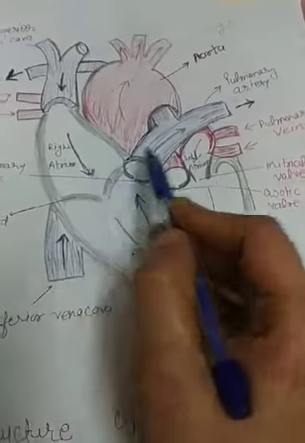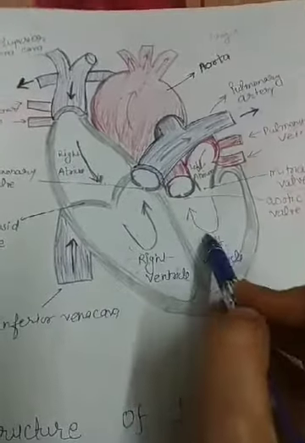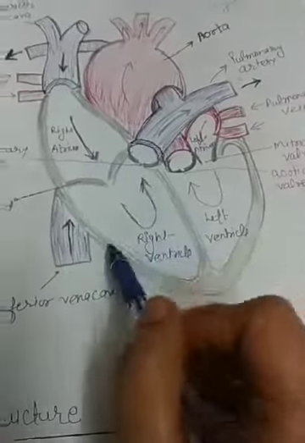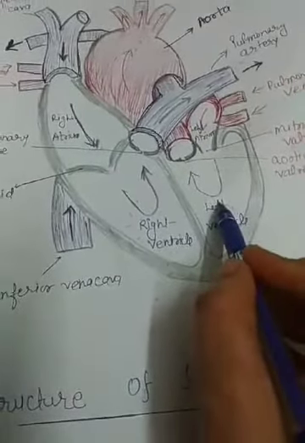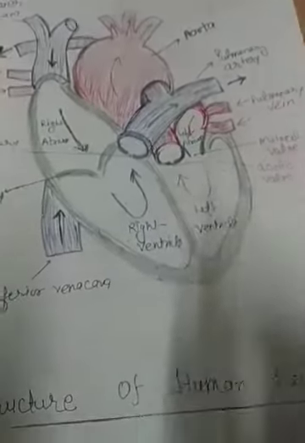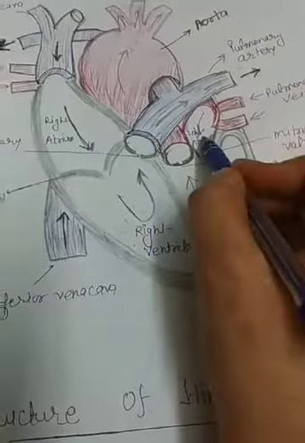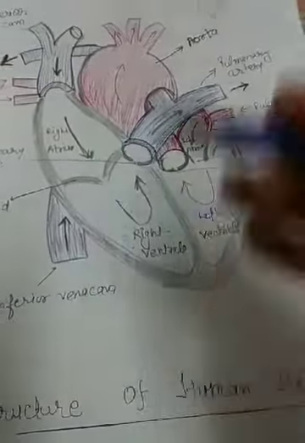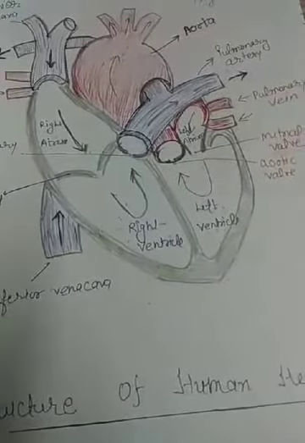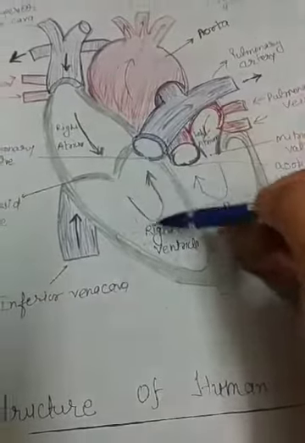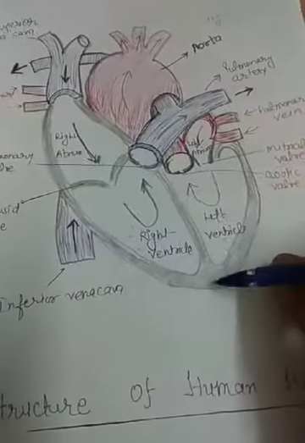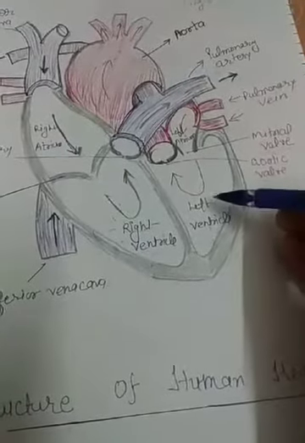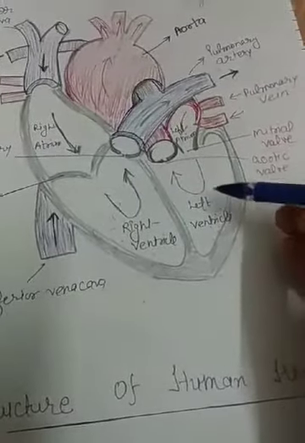The heart is divided into 4 chambers. The upper 2 chambers are called auricles or atria, and the lower 2 chambers are called the right and left ventricles. The 2 auricles receive blood and the 2 ventricles transport blood. The right portion of the heart contains deoxygenated blood and the left part of the heart contains oxygenated or purified blood.